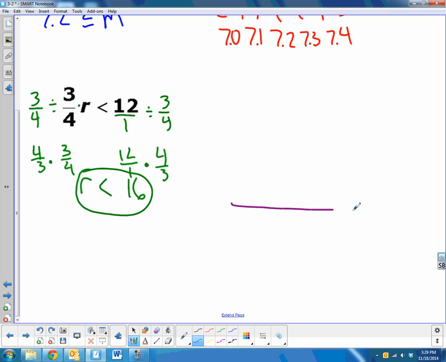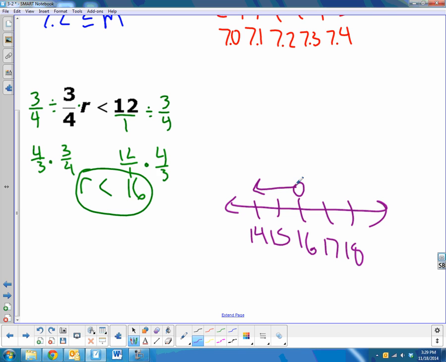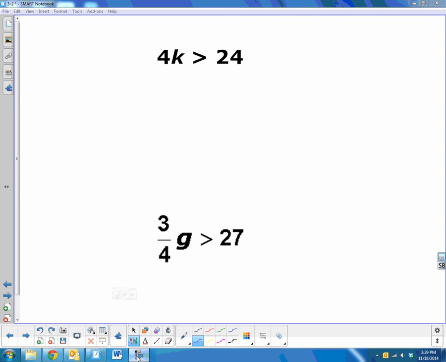Now I'm going to graph it. 16 is my solution. And R is less than 16, which means my arrow is going to go this way, with an open circle. Try these two on your own, see how you do, and make sure to graph.